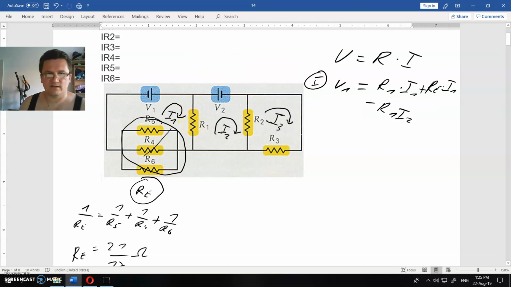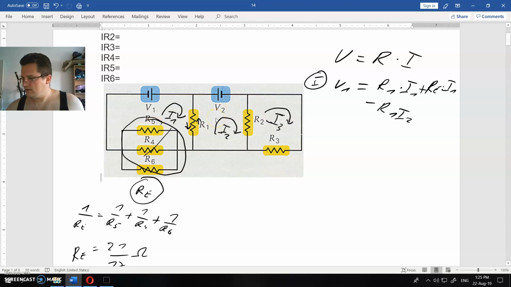Why is there a minus? Because this current is going in this direction and this current is going in this direction, so let's say they are in some kind of conflict. This voltage here likes to push the currents in the clockwise direction. So this will be plus, and this will be denoted as minus, and so on. Okay, that is the first contour.